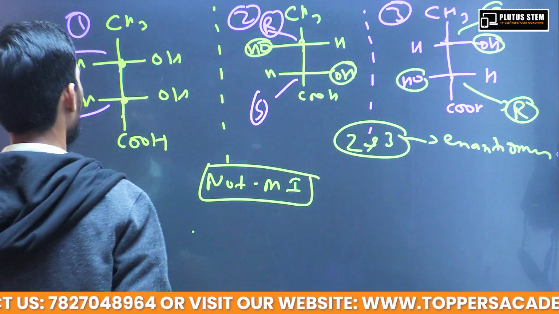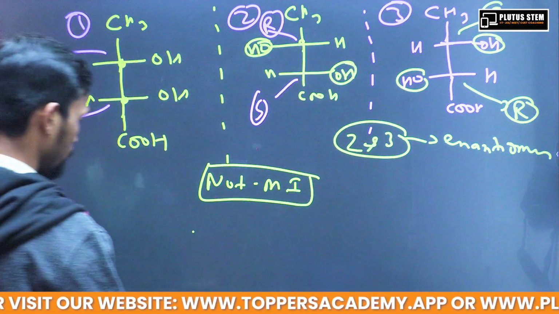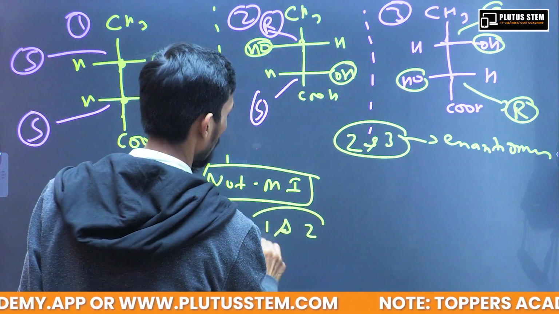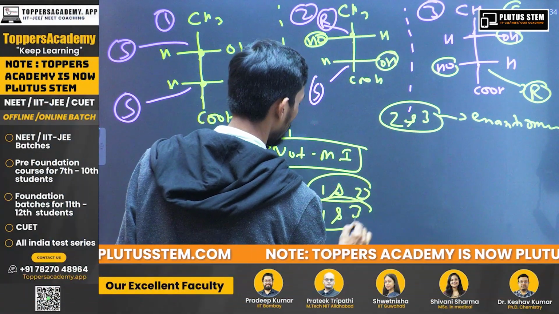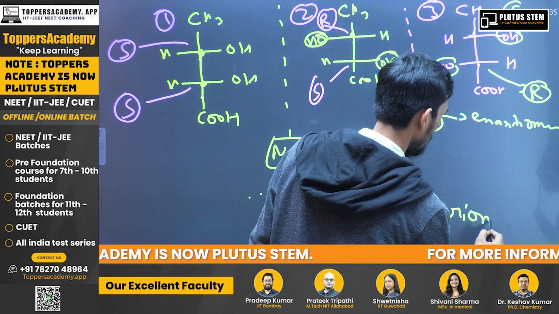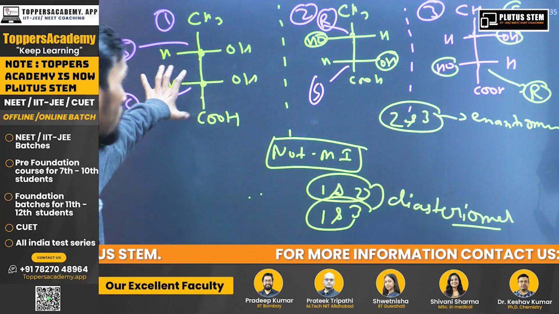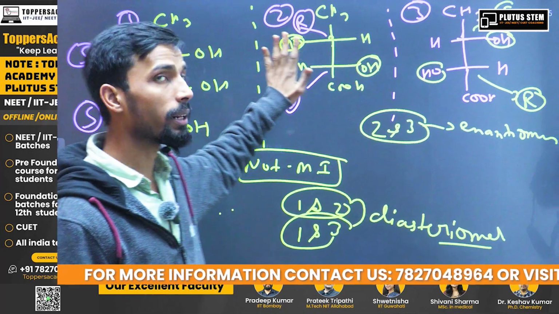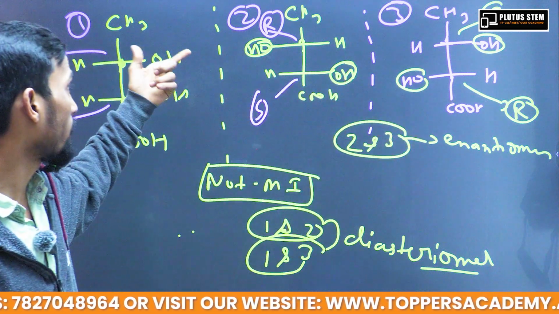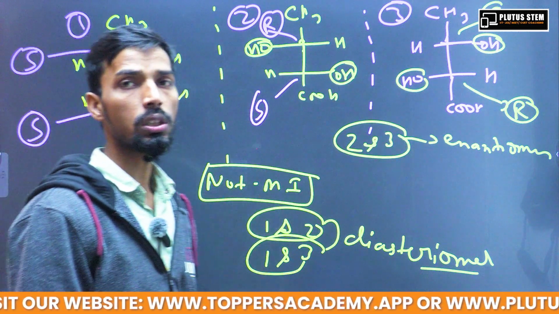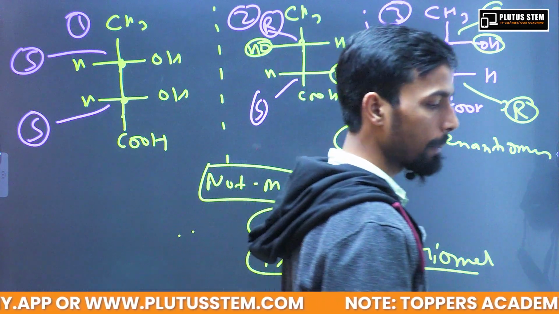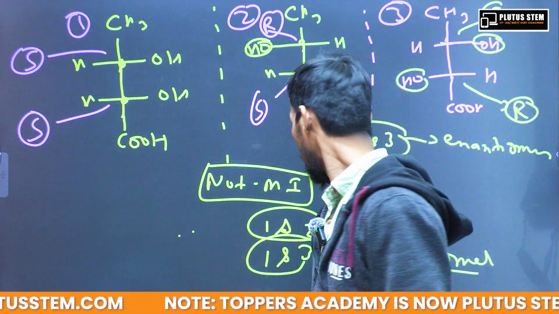These two are enantiomers, and 1 and 2, and 1 and 3, they are diastereomers. Clear or not this thing? Why? Because this one is not a mirror image of 2, this one is not a mirror image of 3 either, but they are different in their orientation. So this is the difference between enantiomers and diastereomers. Hope we have cleared this concept in quite detail.